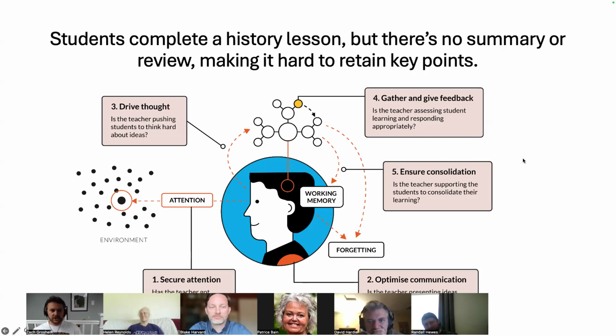And finally, students complete a history lesson, but there's no summary or review, making it hard to retain key points.